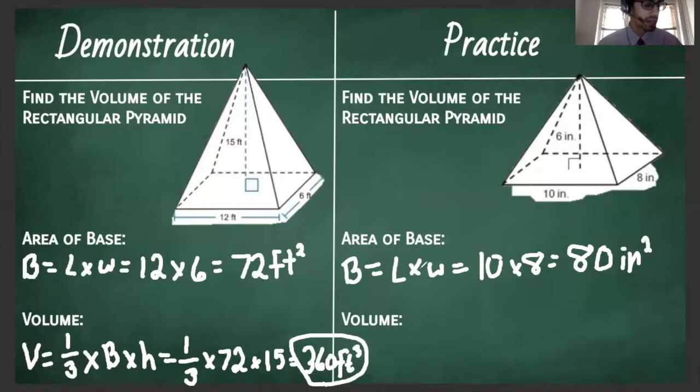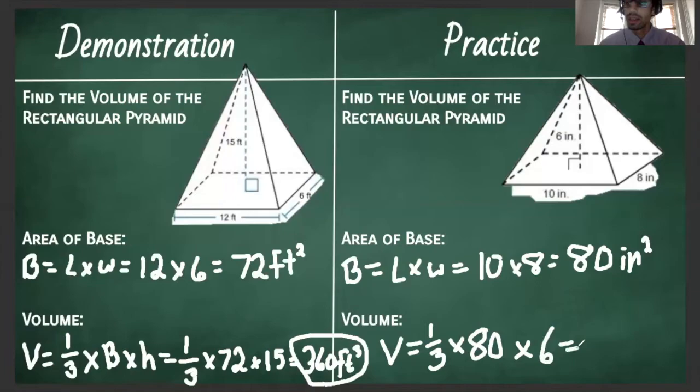Now that I have the area of the base, I can begin solving for the volume of this problem. Okay. So the volume is just going to be 1/3 times the area of the base, which is 80, times the height, which is 6. And if I multiply all that together, I get 160 feet, or my apologies, inches, don't forget the units, cubed. Okay, so that would be my solution for the volume.